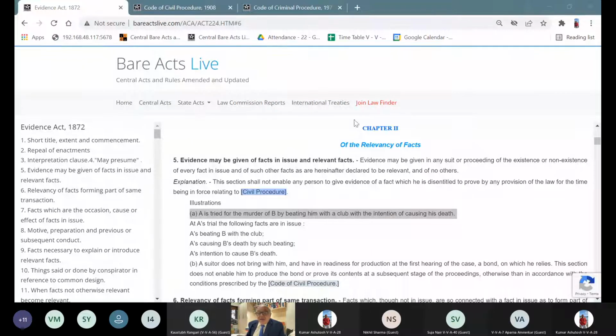Or A will take up the plea that maybe I was of unsound mind, or I found him in a compromising position with my wife. That can be a defense. That is the reason that gave him the reason for killing him. That is the intention, that is the mens rea. These are the things which will be an issue before the court.